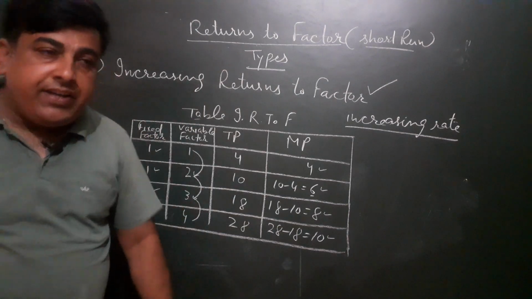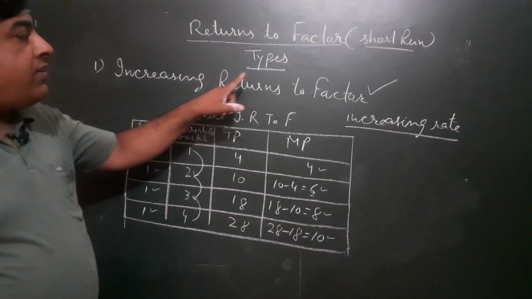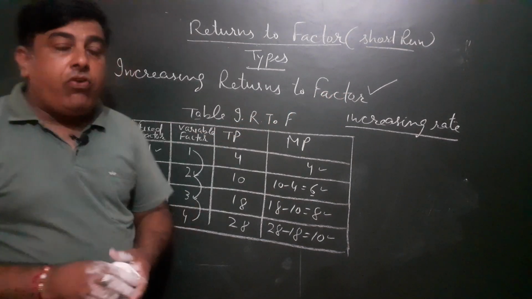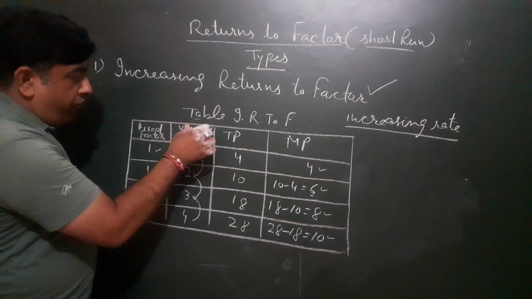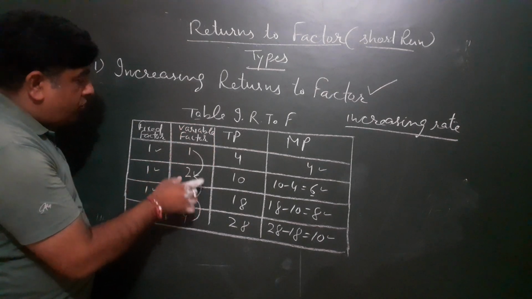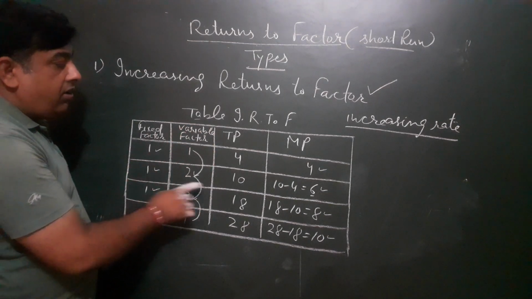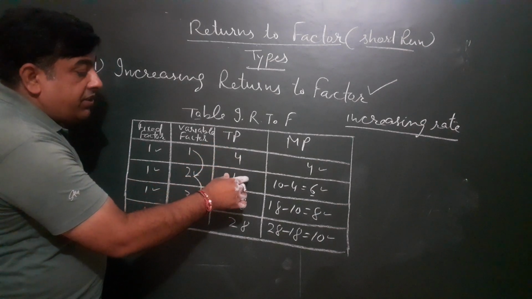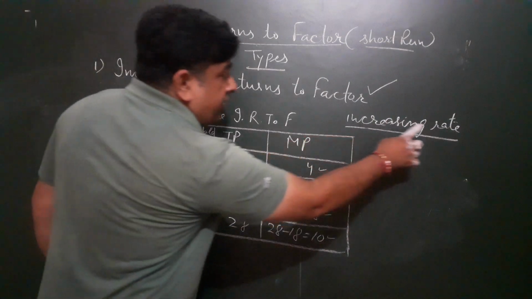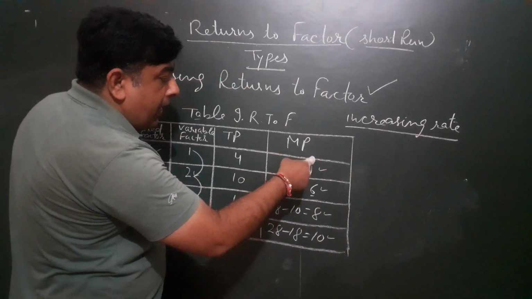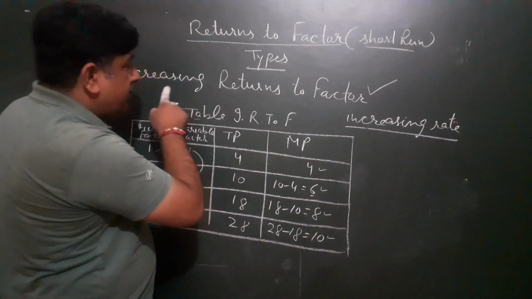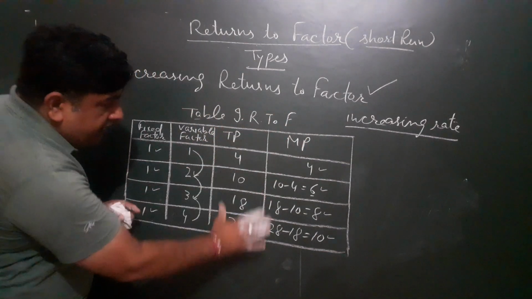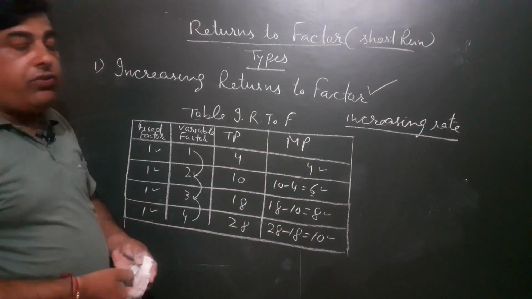I again define it. Increasing returns to factor is that situation when variable factor is used with the fixed factor, total production tends to increase at increasing rate, or when MP is increasing, it is called increasing returns to factor. Now we will explain it with the help of a diagram.